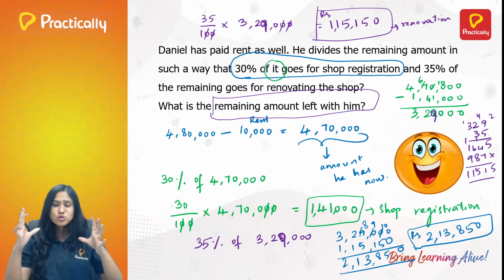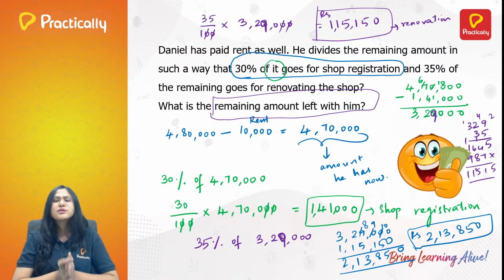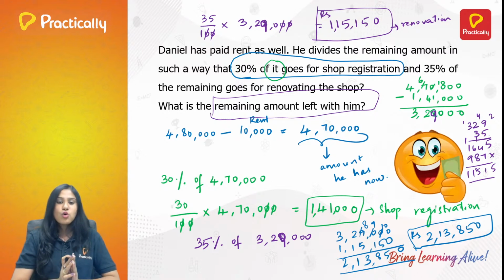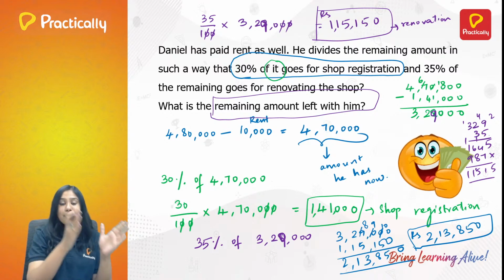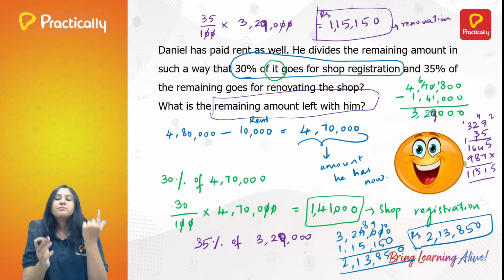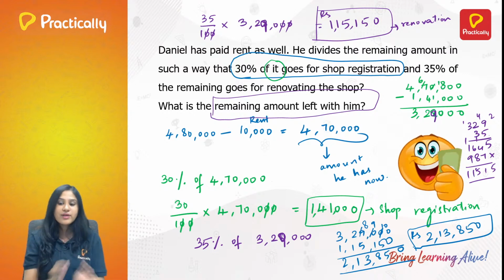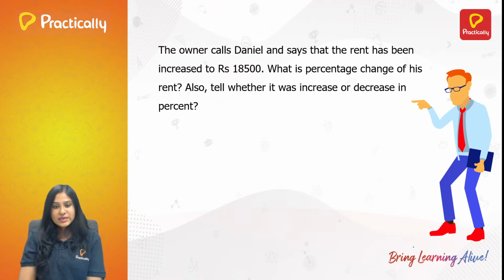So there is too much calculation seen on the screen, but nothing else. It is just a simple subtraction, right? So we have seen how to calculate the percentages when some percent of it is given, right? Of means nothing but multiplication, percent is nothing but per 100. So we have calculated. Next, the owner calls Daniel and says that the rent has been increased to rupees 18,500.